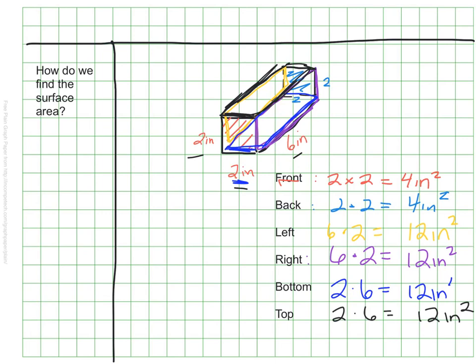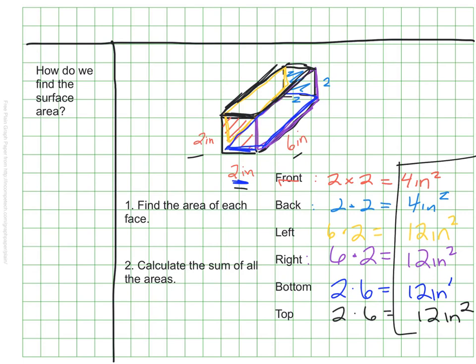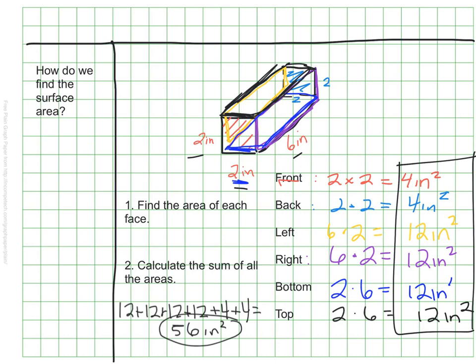Once I know all of the areas of all of the faces, I need to find the sum of all of that information. So the first thing I did was find the area of each face, which leads me to now find the sum of all of the areas. So if I look over here, I need to add all of these values up to figure out my total surface area. The area it would take to cover this 3D shape would be 56 square inches.